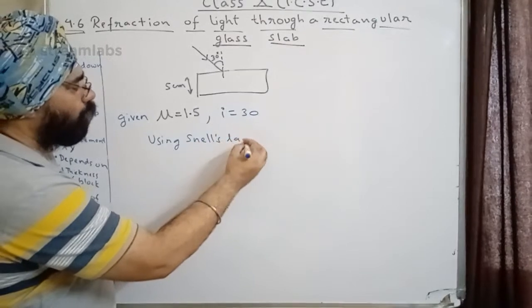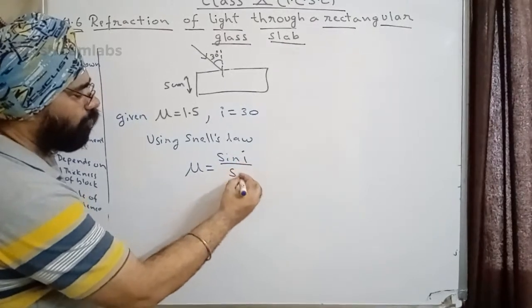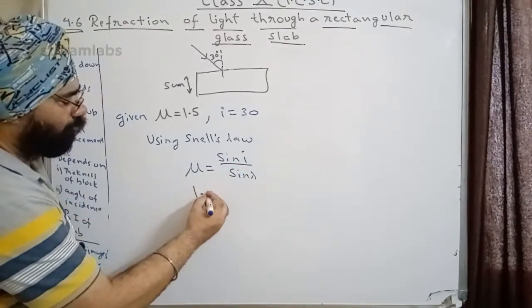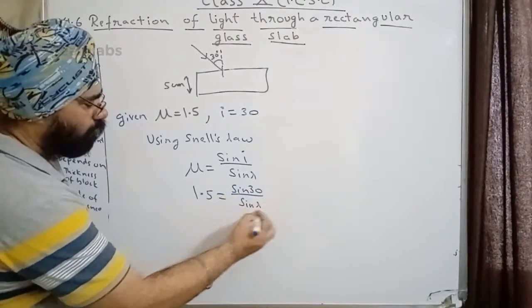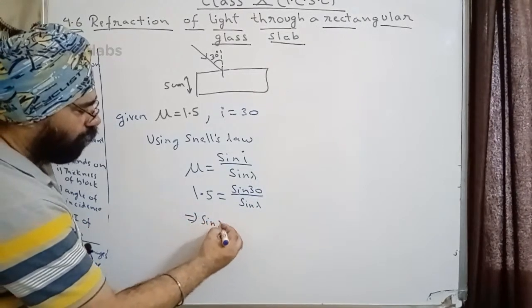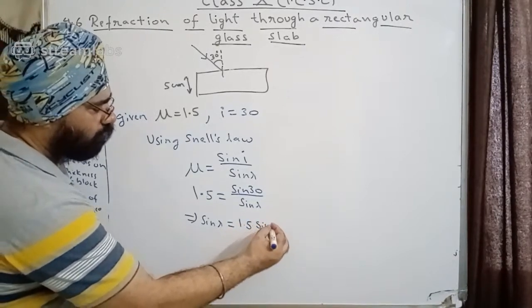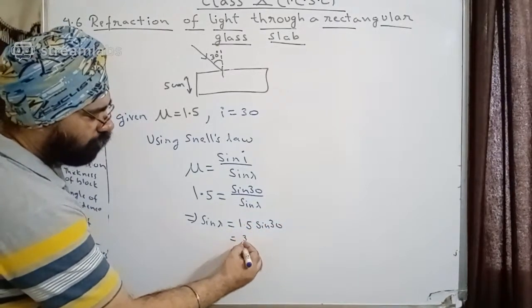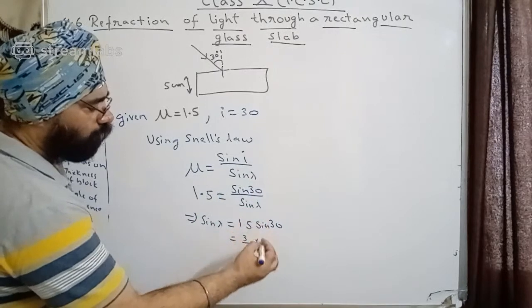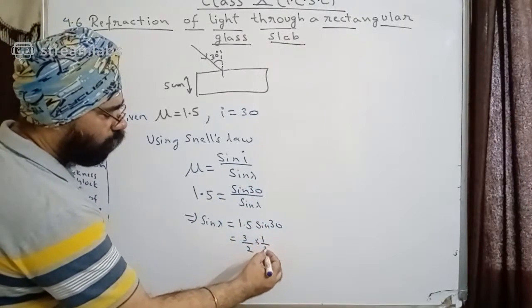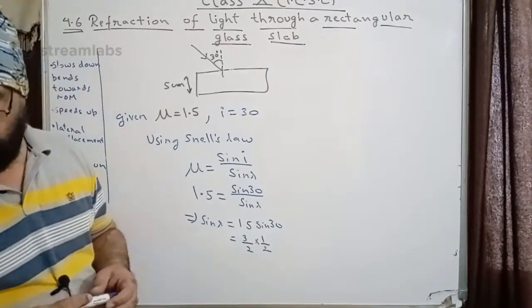Using Snell's law. What is Snell's law? Snell's law is that mu is equal to sine i by sine r. Which means 1.5 is equal to sine 30 by sine r. Which implies that sine r is equal to 1.5 sine 30. Which means we can write 3/2, 1.5 becomes 3/2, and sin 30 is 1/2. So I write 1/2 over here. So what is its value?